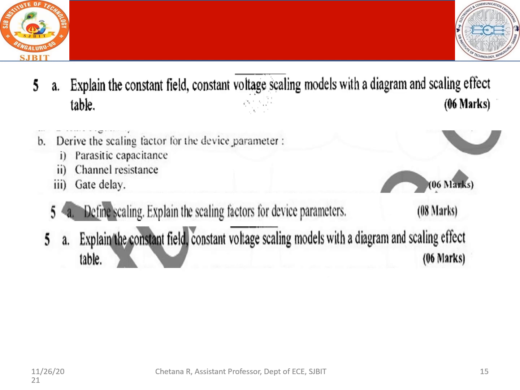So these are the appropriate questions appearing in the VTU question paper. Explain the constant field, constant voltage scaling models with a diagram and scaling effect table. So the diagram and the tables will represent the answer for this question, which can fetch you 6 marks. Derive the scaling parameter for the device parameter, parasitic capacitance, channel resistance and gate delay. Already I have shown you; you can just refer back to your notes. Next, define scaling. Explain the scaling factors for device parameters. Same thing. So the same questions repeat again and again.